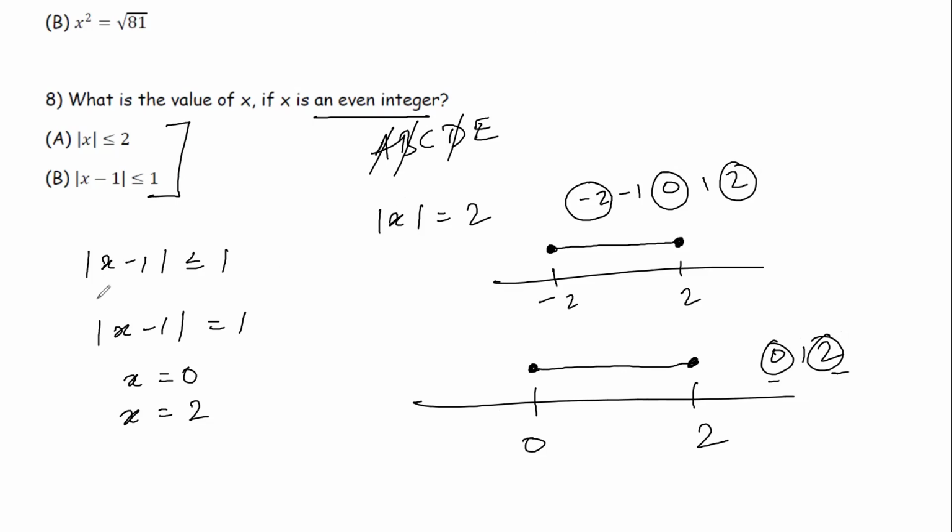Now when we take both statements together, this is the answer for A, this is the answer for B. There are two common values, 0 and 2. Taking both statements together, we only eliminated negative 2, but we still have 0 and 2 with us. So we don't know which one of 0 and 2 is the value of x. So taking both statements together also is not answering, therefore E is the answer.